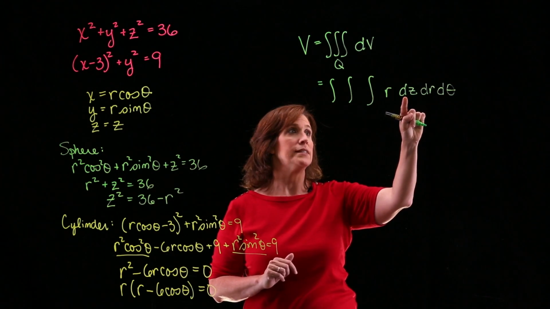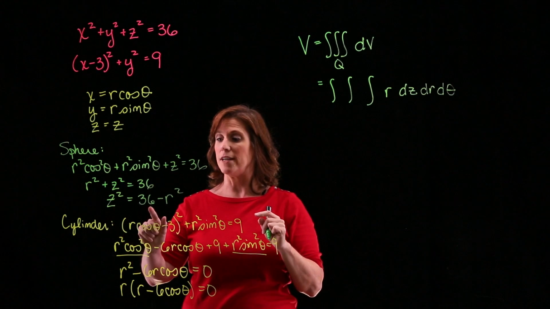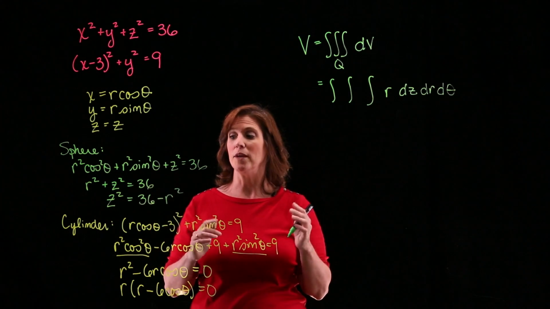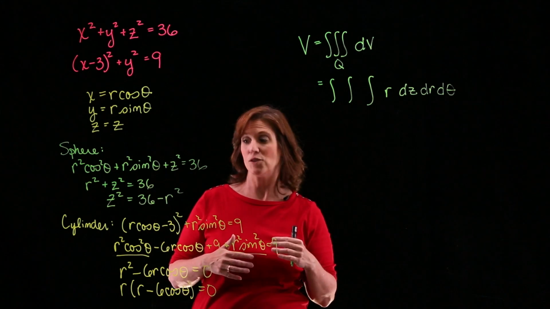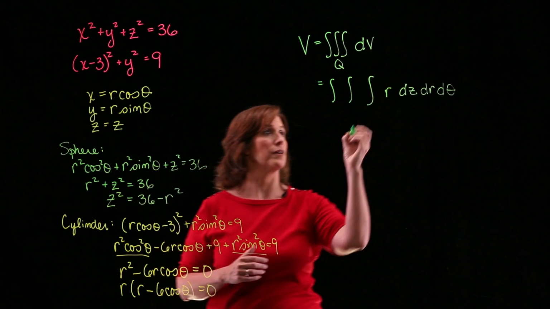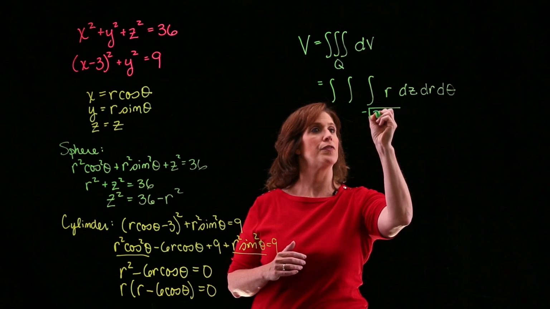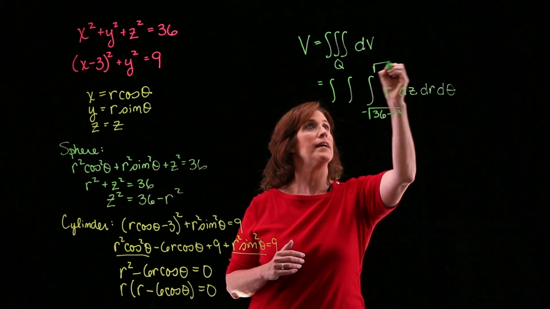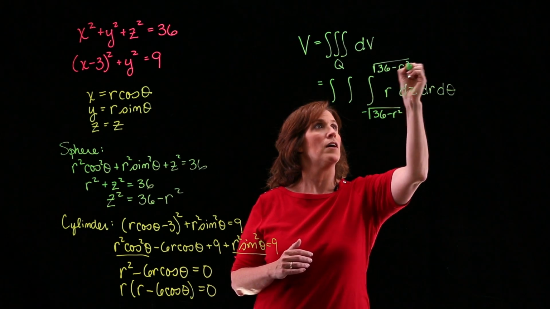The first thing I'm going to need to do is look at where z goes. So I know that z squared is 36 minus r squared, which means z is going to bounce between the square root of 36 minus r squared and negative square root of 36 minus r squared. So my lower bound is minus root 36 minus r squared. My upper bound is positive root 36 minus r squared.